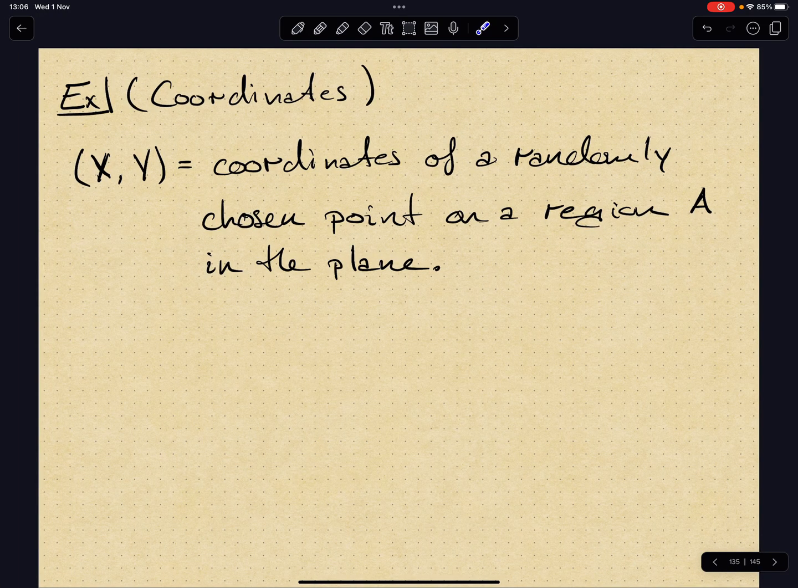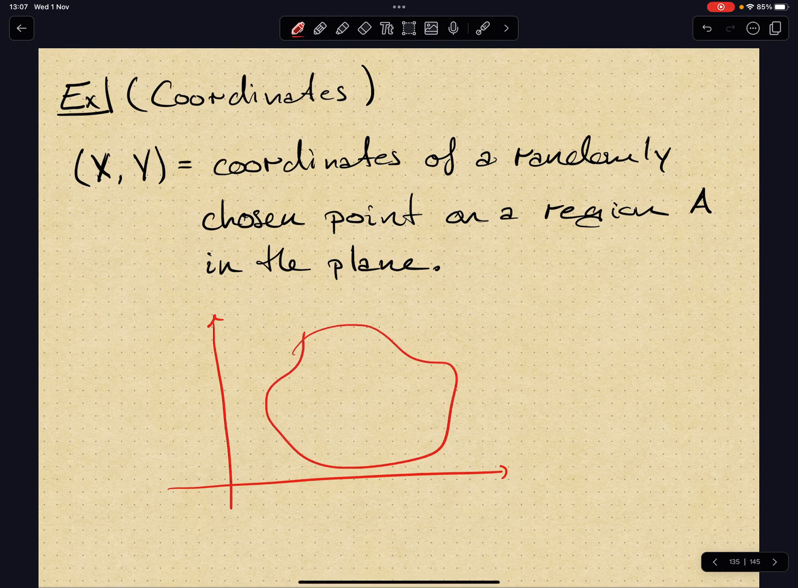So let's start with an example. This is for continuous random variables. This is an example that's always good to keep in mind to test different ideas or conjectures that you have for a collection of random variables. Here, x, y are going to be two random variables, and these are going to be coordinates of a randomly chosen point on a region A in a plane. So what we're going to have is the plane, and then we're going to have a region, and we're going to be choosing a point at random, and the coordinates of that point are going to be our random variables.